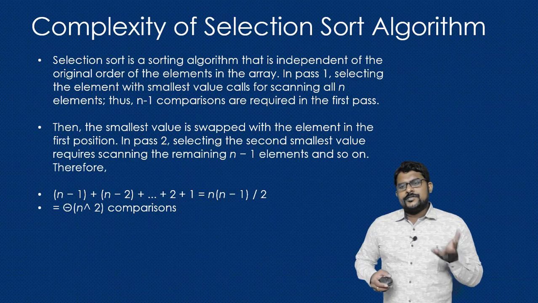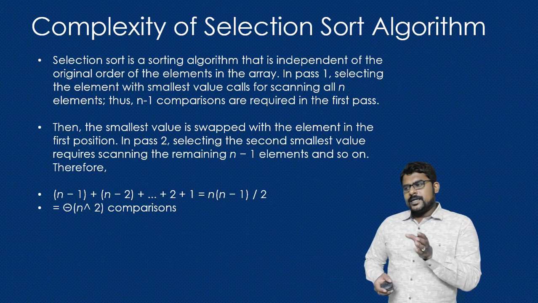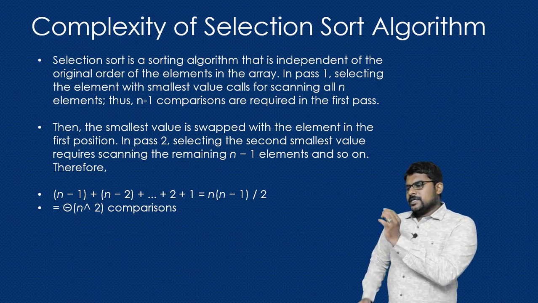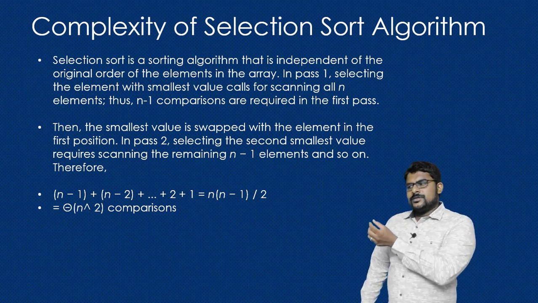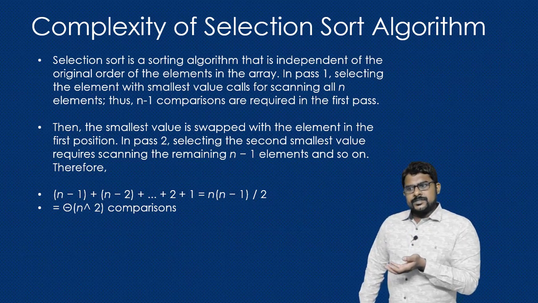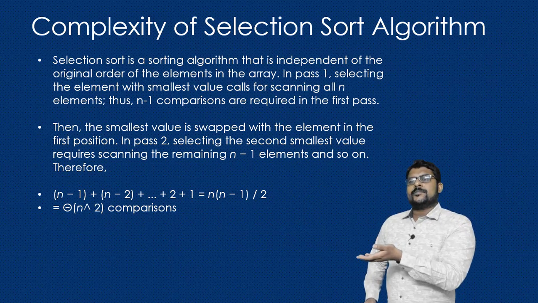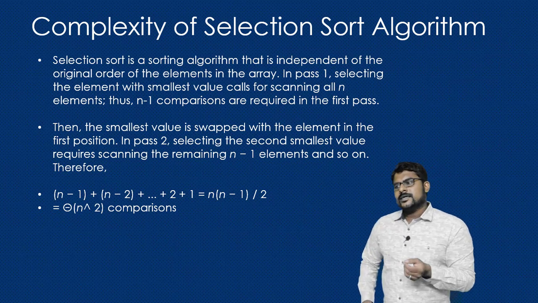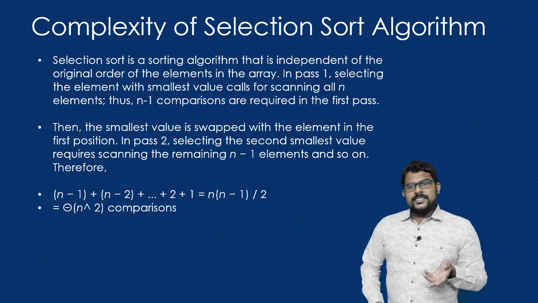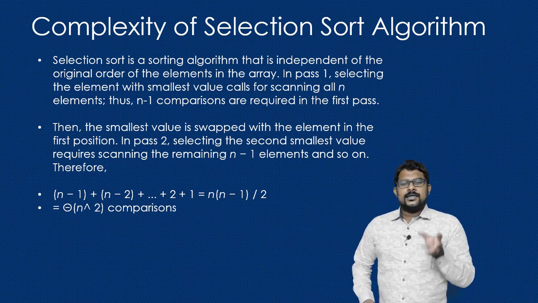This is also one of the simplest sorting techniques. So let us see its time complexity. In the first pass, first of all you need to search for the element that has the smallest value. For that, we need n minus 1 comparisons. In the next iteration you need n minus 2 comparisons. In the next iteration we need n minus 3 comparisons. So like that, the total number of comparisons is n into n minus 1 by 2. So it is n square.